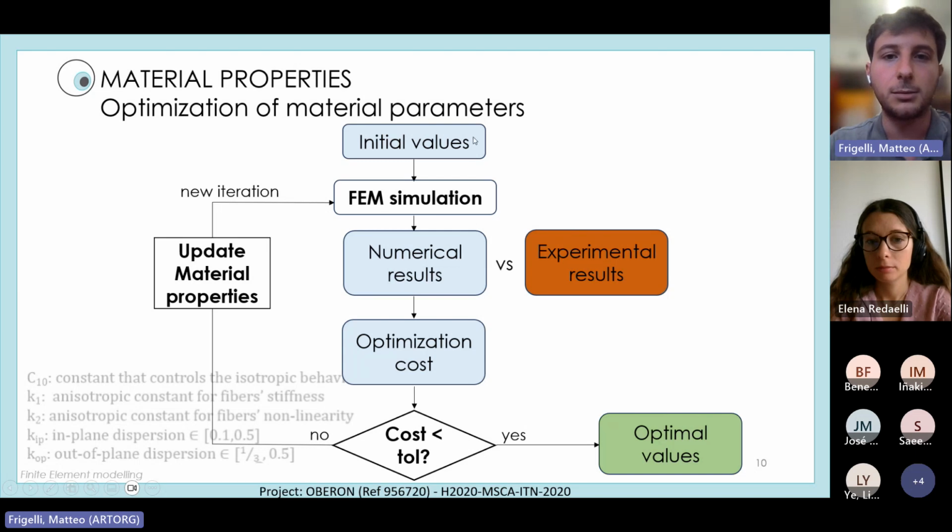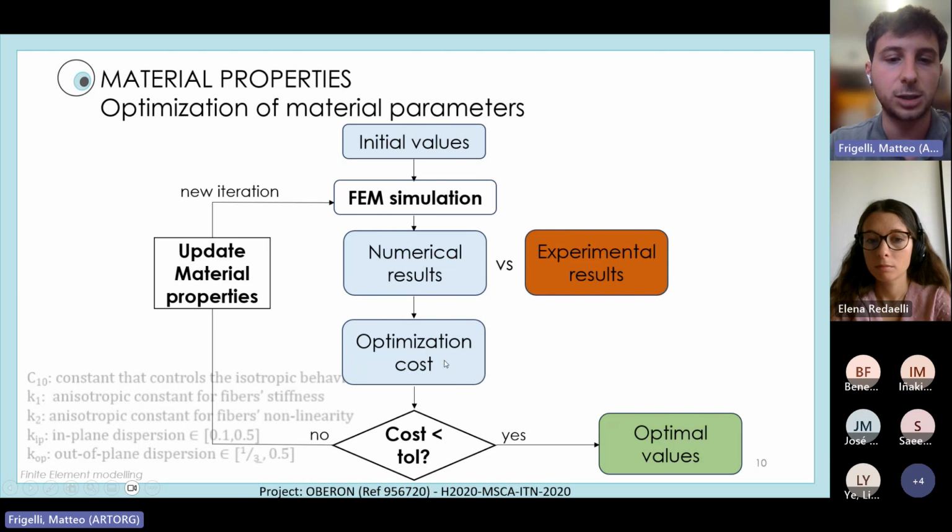So to be more clear, we start with initial values. We start the first simulation, which will yield some numerical results. These numerical results will be then compared to some experimental results, and the difference between these two will define the cost. So the cost of this optimization. The idea is that the minimizer wants to minimize this cost.